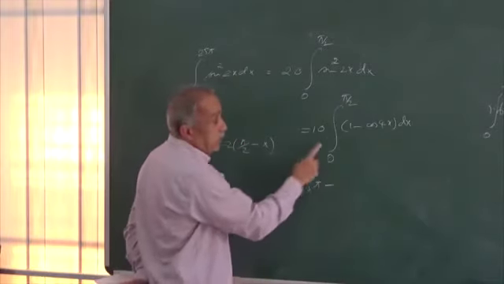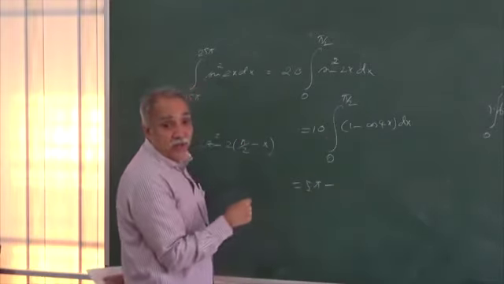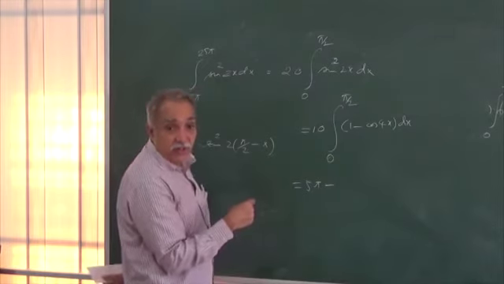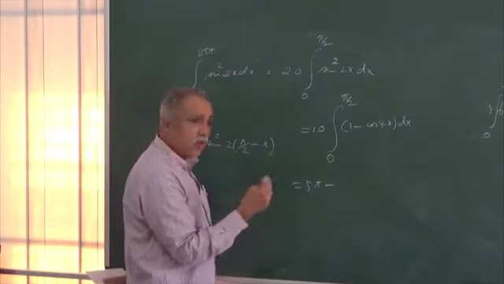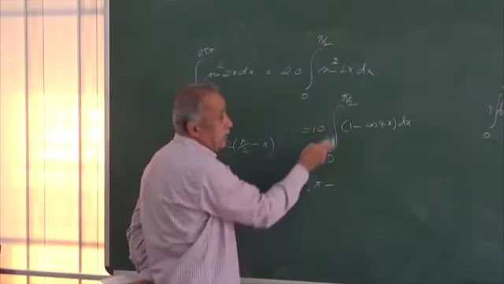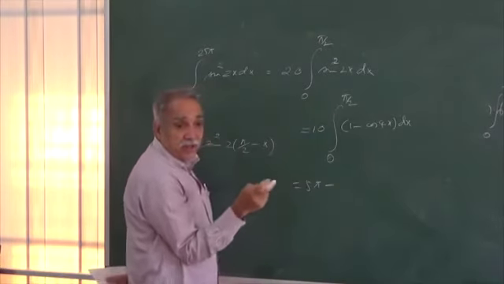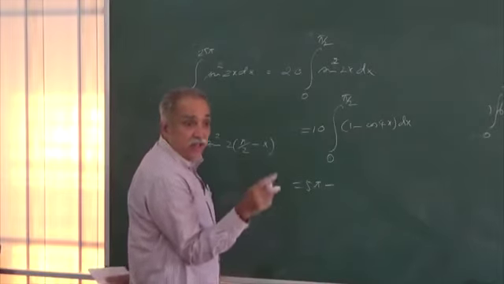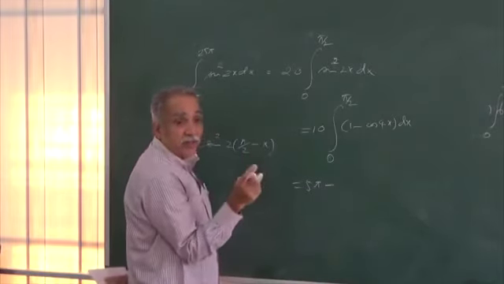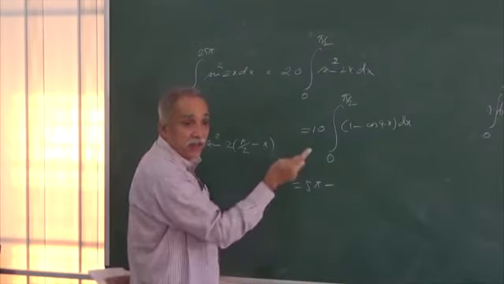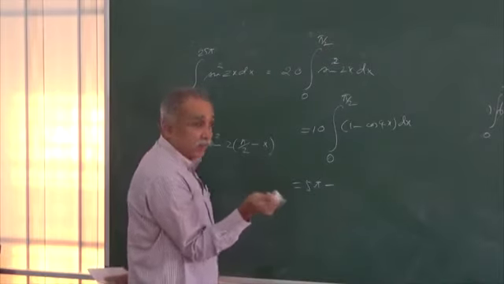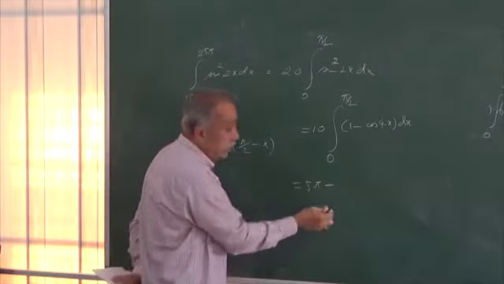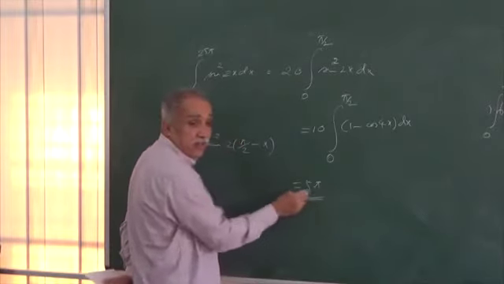Second term, 10 into integral minus cos 4x. Is it sin 4x? Minus sin 4x, whatever it be. At the limits 0 and pi by 2, that sin 4x vanishes. At each of the endpoints of the interval, the function that you are getting after integration vanishes. Therefore, value of the second part is 0. What you are required to obtain is just this much.